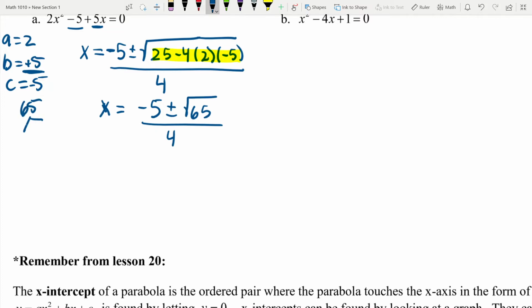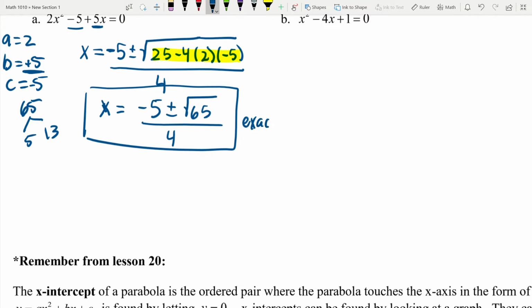So if you go 65 divided by 5, you get 13. So the 65 actually will not simplify. So that right there is your exact answer. Okay? To write it as a decimal, add parentheses around the top. That will help you to put it in your calculator correctly. Okay? So if you were confused on the last one, which I feel like some of you were kind of looking at me like, what are you doing? When I did the decimal stuff, then stick close with me, okay?